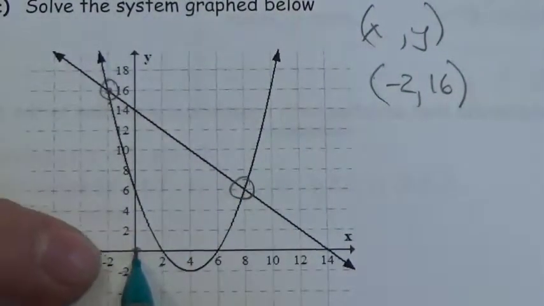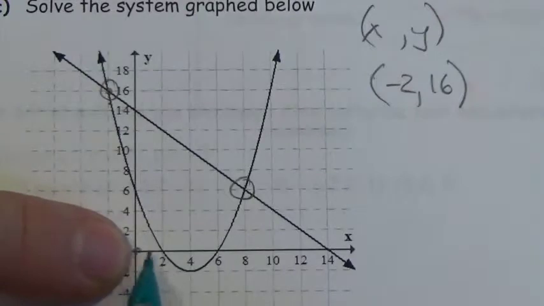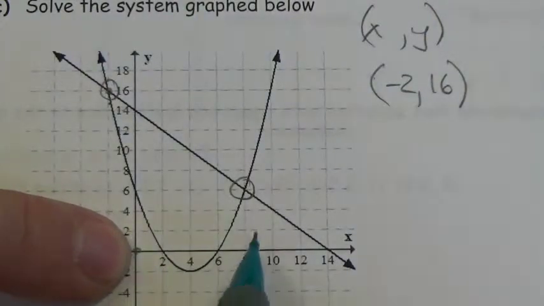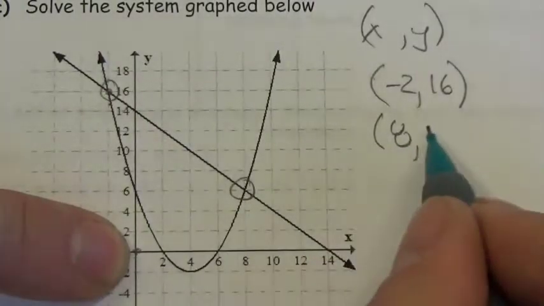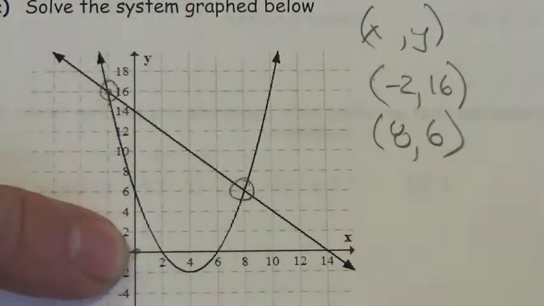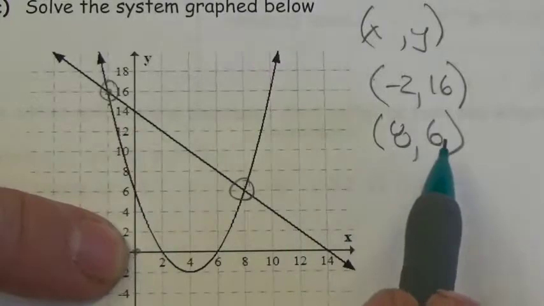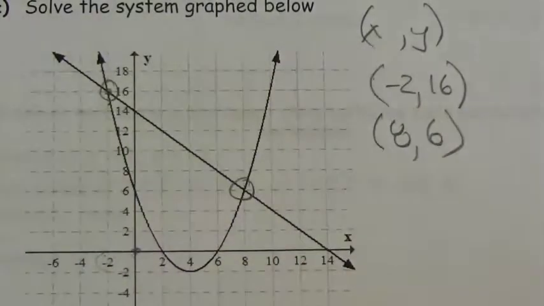Over here, again, starting from the origin to get out to that point, I go 8 horizontally in the positive direction, and then I go up 6. And again, in parentheses, it's going to be the point (8, 6). That's my x coordinate, that's my y coordinate. Here are my two solutions.